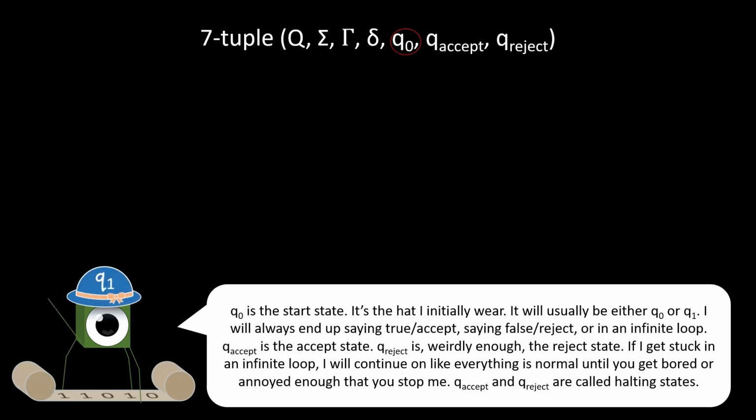Q0 is the start state. It's the hat I initially wear. It will usually be either Q0 or Q1. I will always end up saying true, saying false, or in an infinite loop. Q accept is the accept state. Q reject is, weirdly enough, the reject state. If I get stuck in an infinite loop, I will continue on like everything is normal until you get bored or annoyed enough that you stop me. Q accept and Q reject are called halting states.